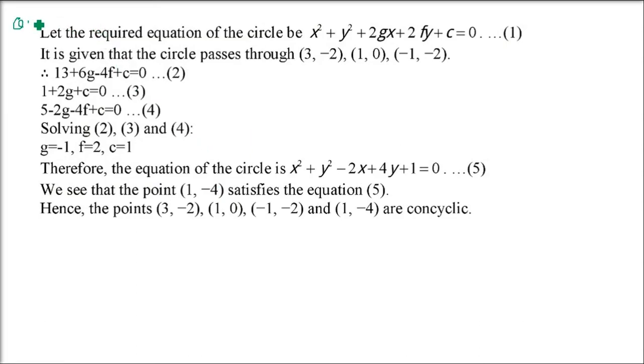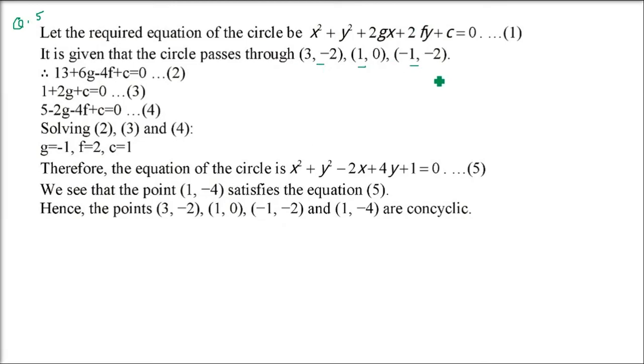This is question number 5. Show that the points 3, -2; 1, 0; -1, -2; and 1, -4 are concyclic. Concyclic means all these 4 points are on the circle.